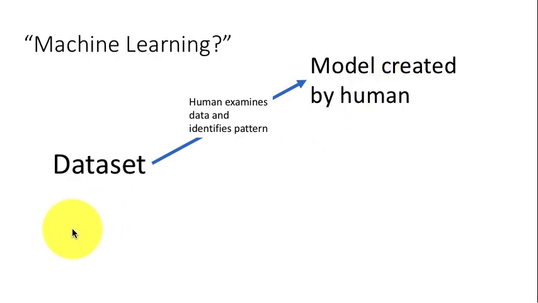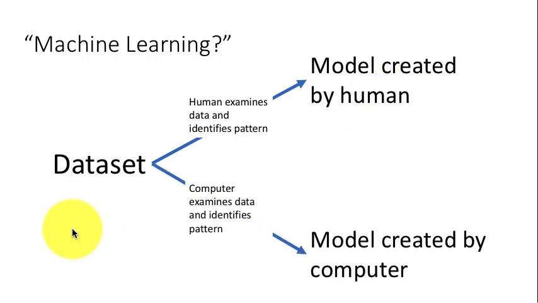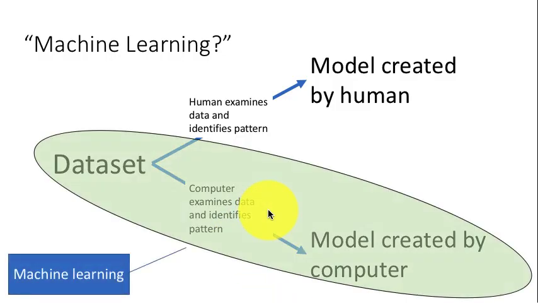In other words, the model was created by a human. Ultimately, what we will actually be doing in reality, because you're going to have many columns and hundreds of thousands of rows, there's no way a human being can actually examine that and try to do anything with it. It has to be done by a computer. So you give a data set to a computer. The computer examines the data, identifies the pattern and creates a model. So this is a model that is created by the computer. And this is what is of interest to us in this course.